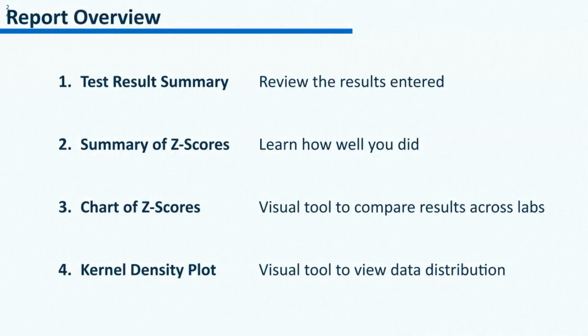Now we have viewed the 4 parts in a report. The results are listed in the test results summary. The performance measurements, the z-scores, are listed in the summary of z-scores. The cross-lab comparison of z-scores is made easier by the chart of z-scores. And the data distribution is presented by the kernel density plot.